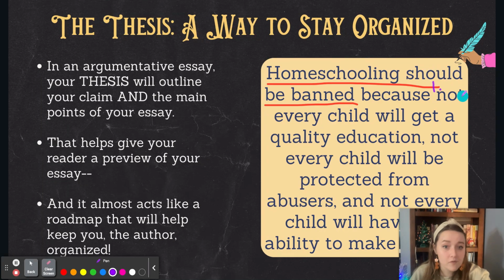So, my first reason is not every child will get a quality education. I can anticipate, if I'm pretty well organized, that that's going to be my first paragraph. Not every child will be protected from abusers is my next reason, and hopefully my next paragraph. And not every child will have the ability to make friends will be my third reason and my third paragraph.